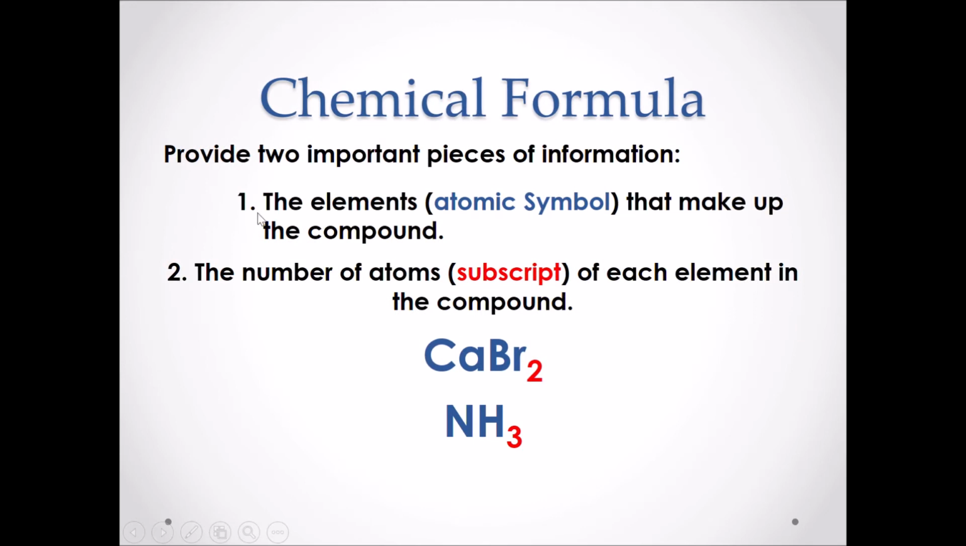Chemical formulas provide two important pieces of information. First, the elements, the atomic symbols that make up the compound. And second, the number of atoms, which is identified by the subscript of each element in the compound. As we can see in blue, we have the atomic symbols of each element in the chemical formula. And in red, we have our subscripts, our small numbers, which identify the number of each atom in the chemical formula.